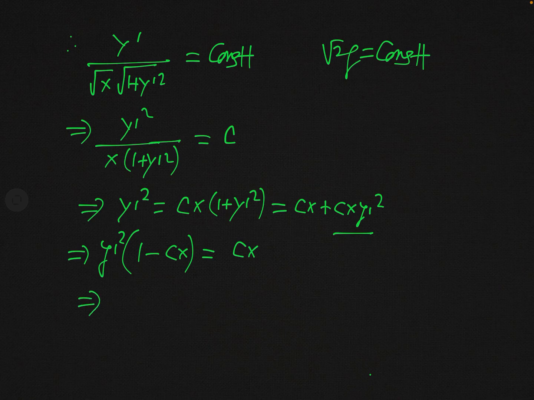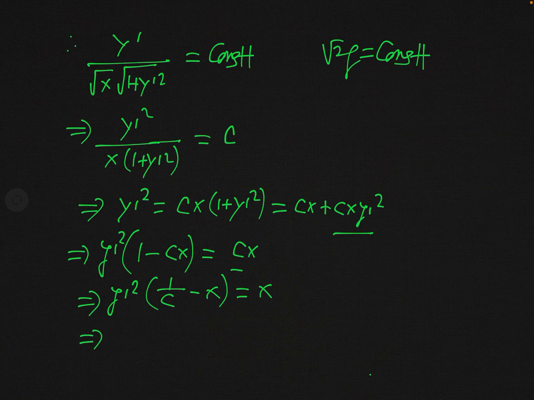Now you can see that this equation can be written as y prime square times 1 over c minus x equal to x. Actually I have divided the LHS by this c in the RHS, so you can write this equation in this way.